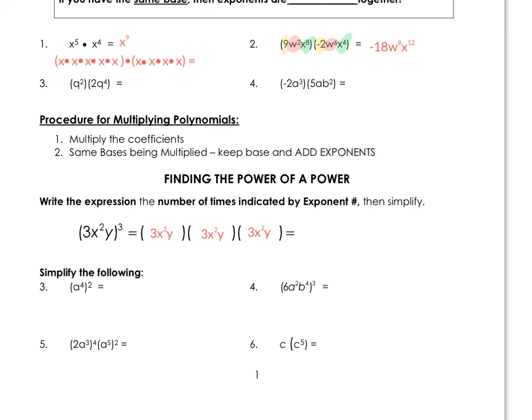Then we can go ahead and multiply just like we did in the previous example. So I see 3 times 3 times 3. We can put that in our calculator to get the answer of 27. And x squared times x squared times x squared, keep the base and add the exponents to give us x to the 6th. And then the last one, y times y times y. Keep the base, add the exponents. There's a 1 because it's not written, so y to the 1st, 1 plus 1 plus 1. And we get y to the 3rd.